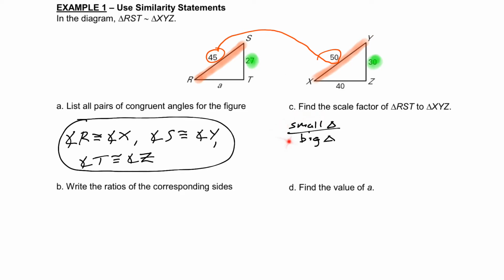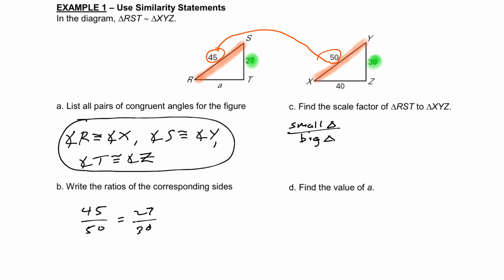I made a little note here that we're going to do the side lengths in the small triangle divided by the side lengths in the big triangle. Then we have a side length of 45 in the little triangle corresponding with a side length of 50 in the big triangle. And using another pair of corresponding sides, we have a side length of 27 in the little triangle corresponding with a side length of 30 in the big triangle.